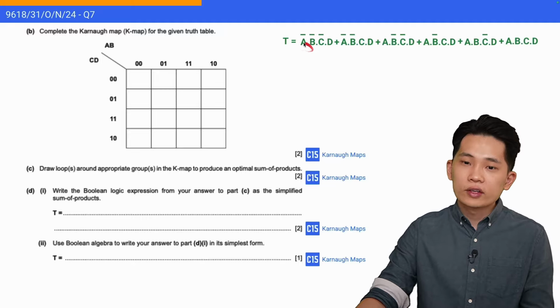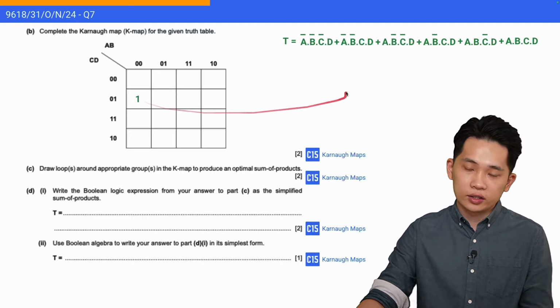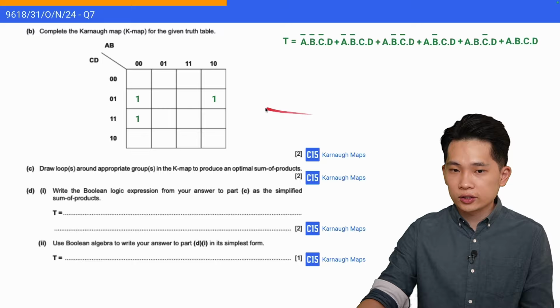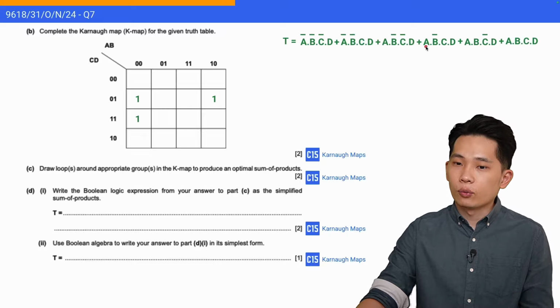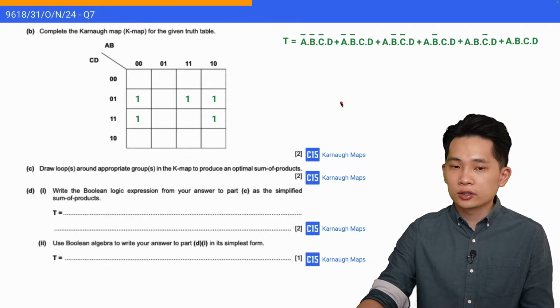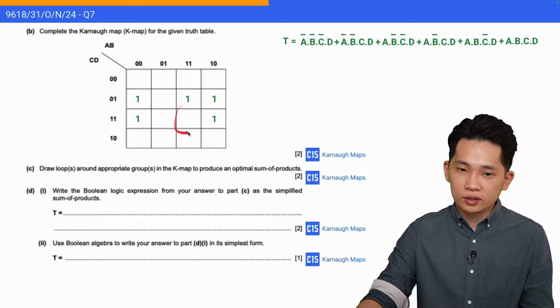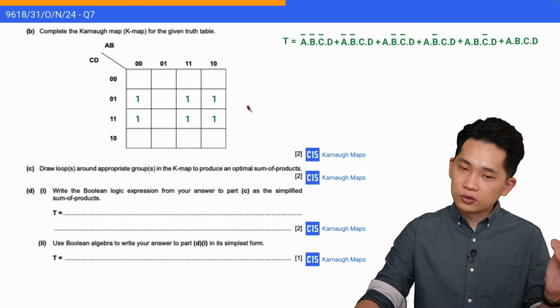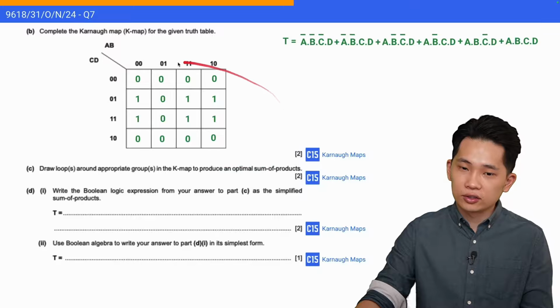So first of all, we have 0, 0, 1, so it will be this one here, and then 0, 0, 1, 1 here, and then 1, 0, 0, 1, so it will be this one here, and then 1, 0, 1, 1, so it will be this one here, and then 1, 1, 0, 1, so it will be this one here, and then finally 1, 1, 1, 1, so it will be this one here. And then we can just fill in the remaining empty boxes with 0 here, resulting in this final solution here.